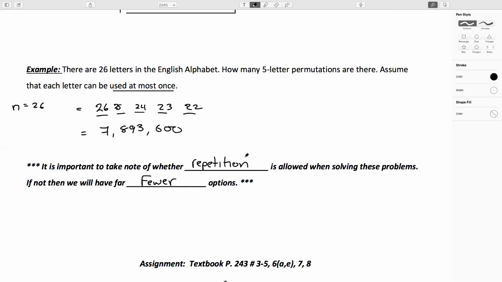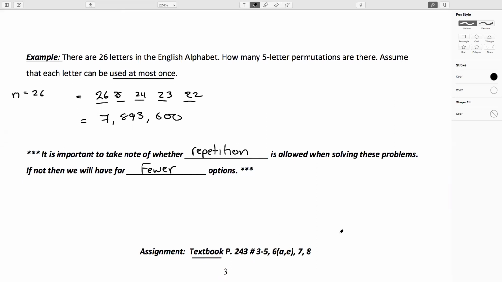So that's where I'm going to stop the notes today. I've got some problems for you to try. This time they're out of your textbook, not the workbook, so keep that in mind. Page 243 of the text, 3 to 5, 6, you only have to do A and E, and then 7 and 8. Please, while you're doing your work, make sure you're checking your questions as you go and marking accordingly.